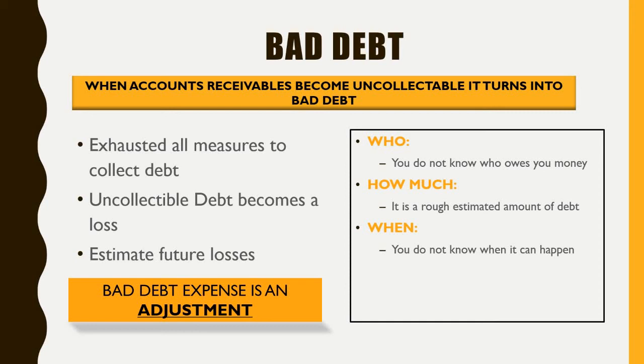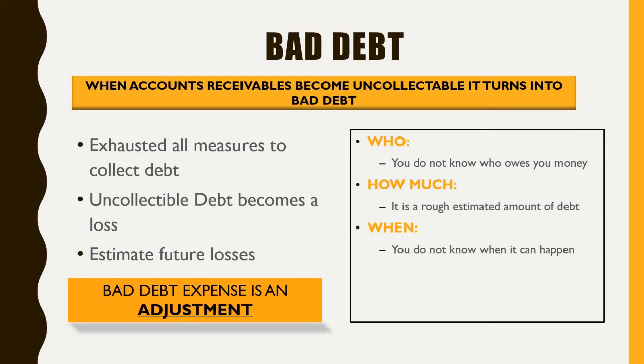You never know. If you don't know who is going to default on their payment, you're not going to know when they're going to default on their payment. So this can happen at any given time. Okay? So therefore, those are the key factors here. You don't know who, you don't know how much, and you don't know when it's going to happen. All right? Whereas with the allowance for doubtful accounts, when you're doing it during the year, you know exactly who, you know exactly how much, and you know exactly when.